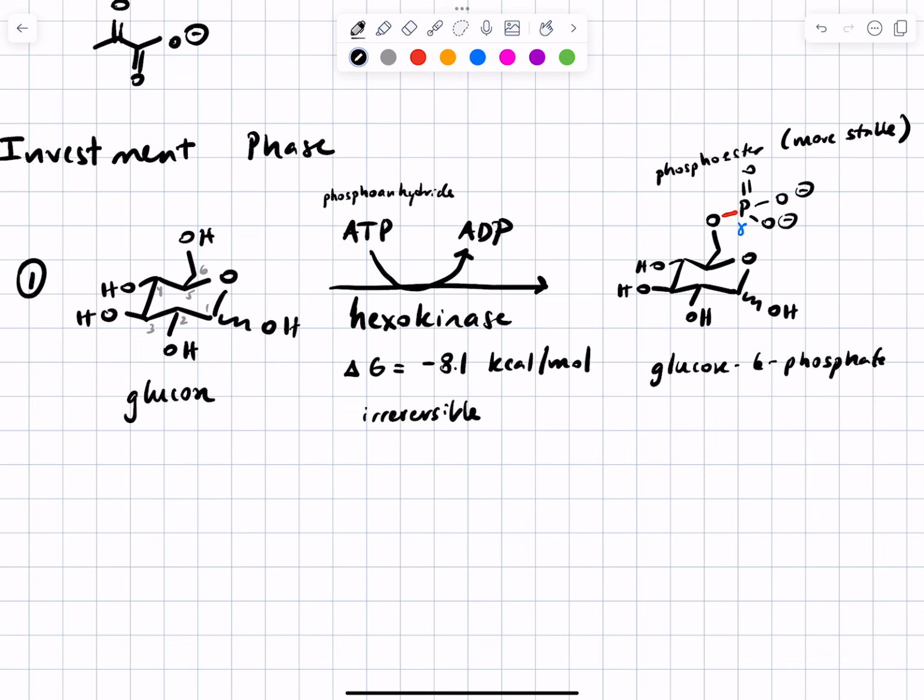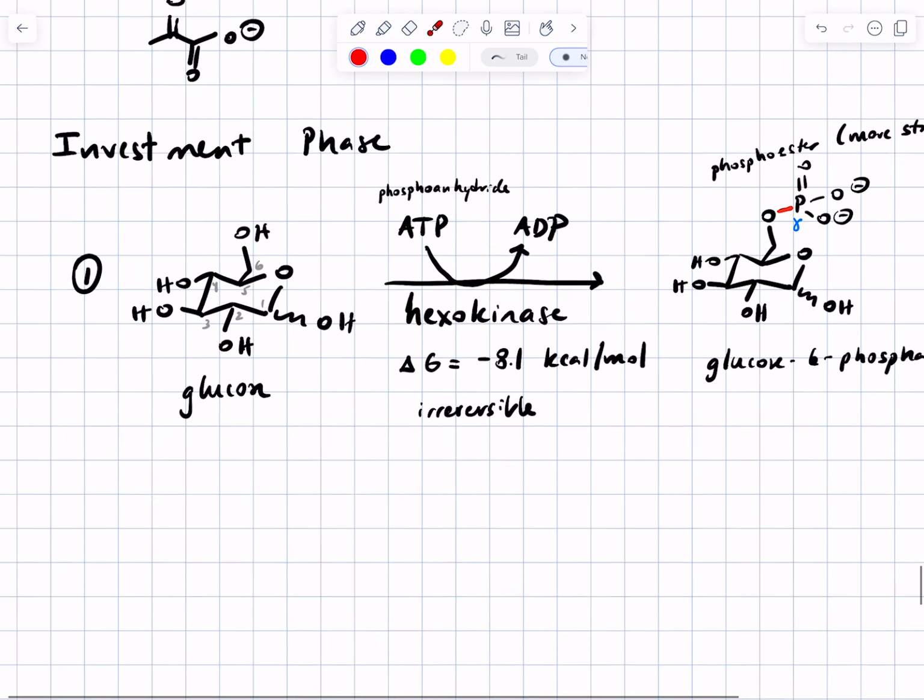All right, and the mechanism of that is just what we had seen previously. You deprotonate the C6 hydroxyl, then that attacks the gamma phosphate group. You get a pentavalent intermediate, and then the electrons kick down and ADP leaves. So see above for the mechanism.